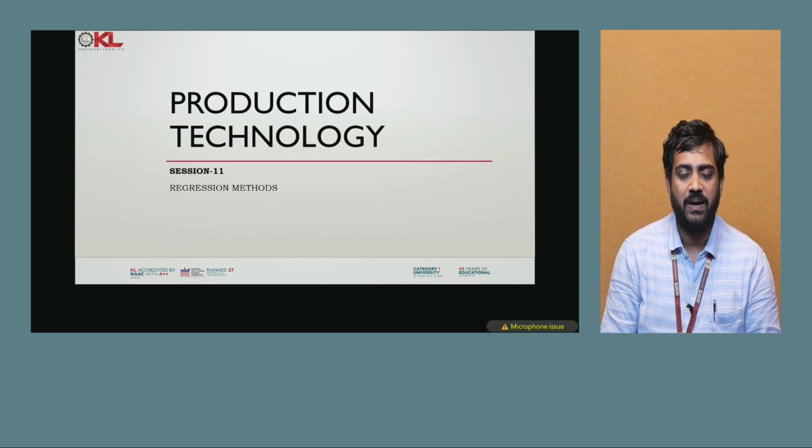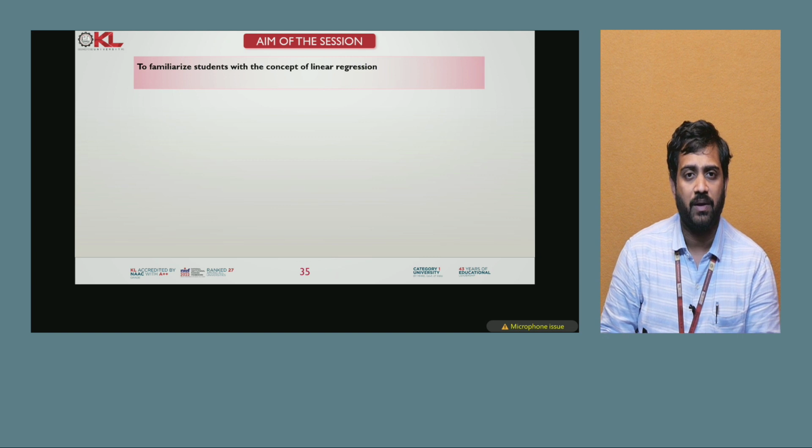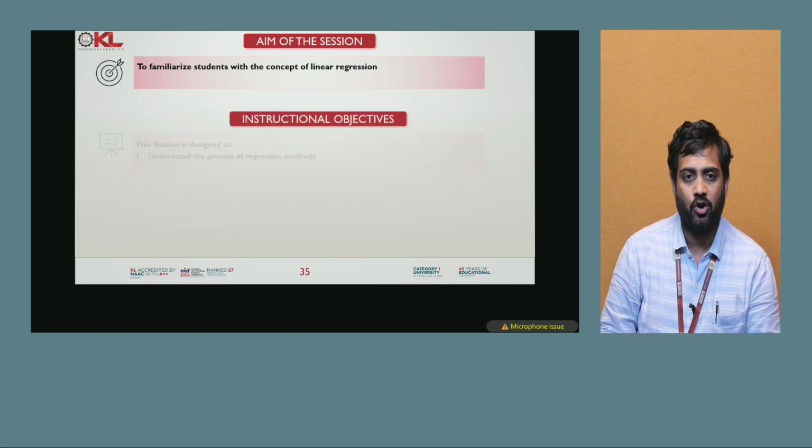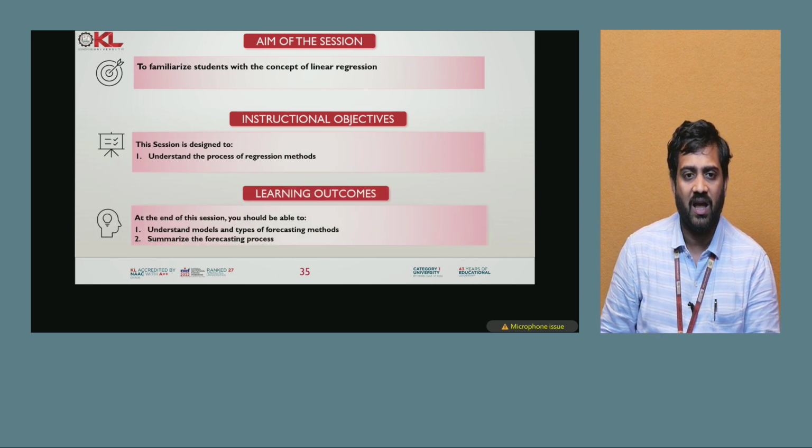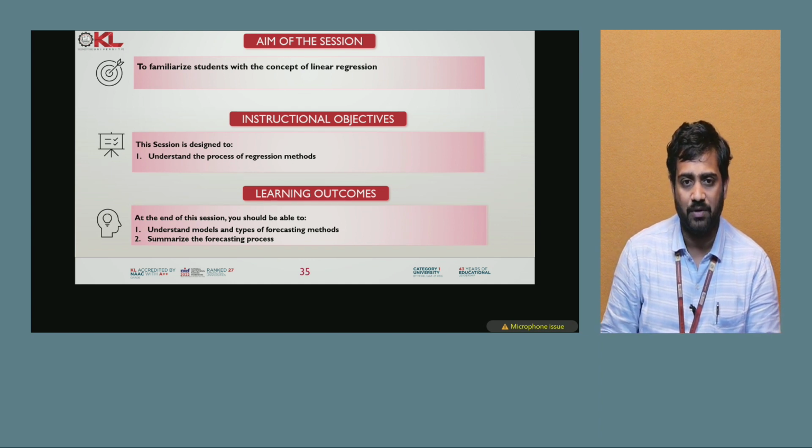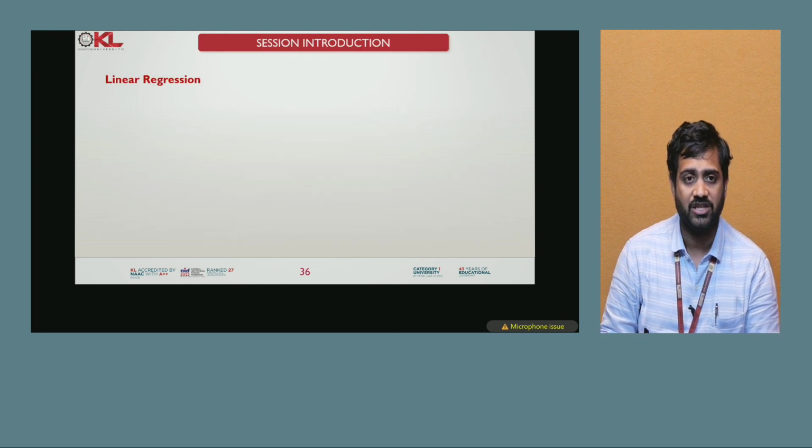In continuation with the previous session, time series methods, next we will discuss regression methods under forecasting methods. The aim of the session is to familiarize the students with the concept of linear regression especially. The objectives mapped to the session are to understand the process of regression methods. At the end of the session, students should be able to understand the models and types of forecasting methods, and summarize the process we followed under the regression method.